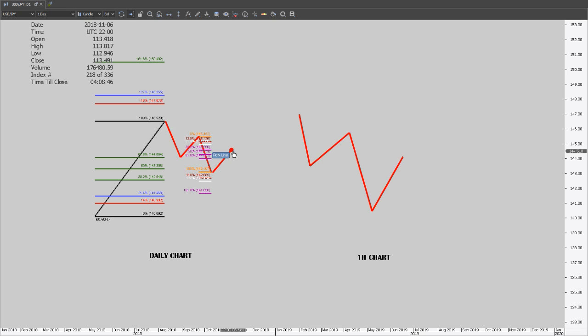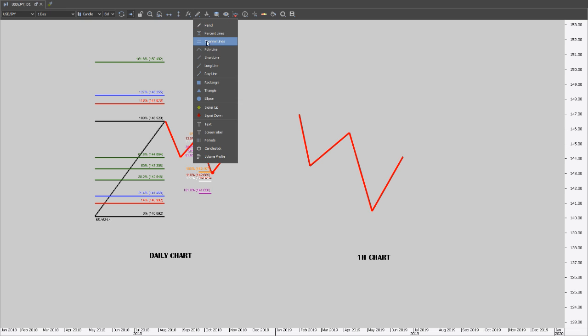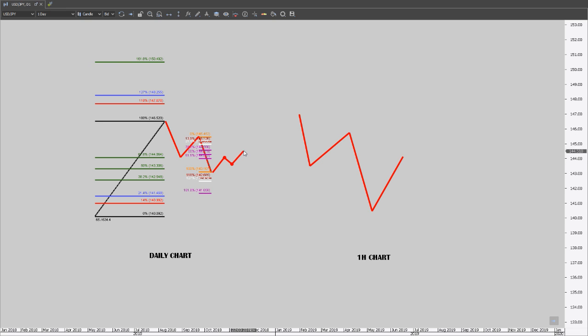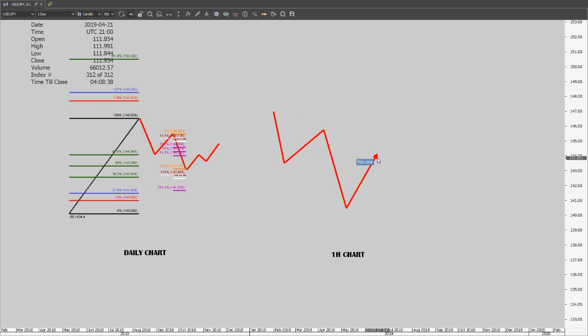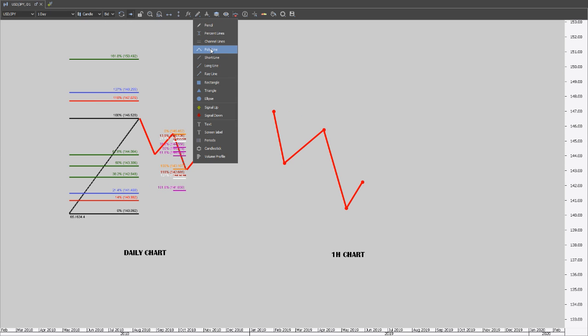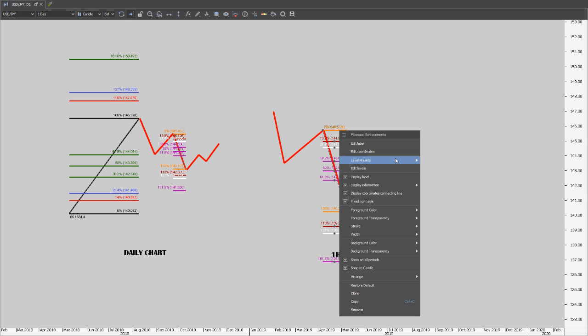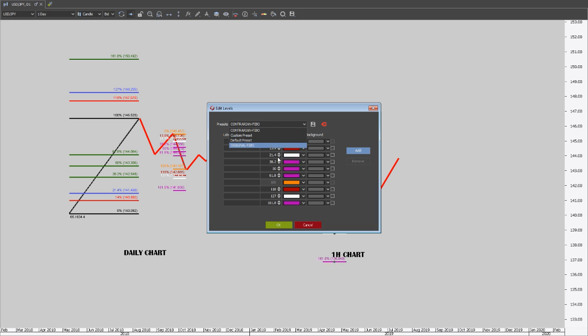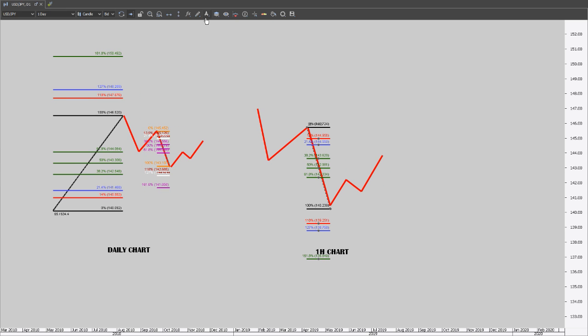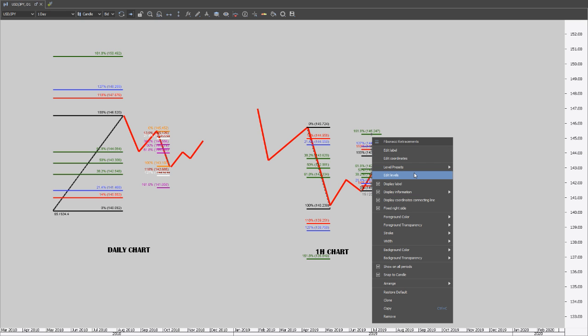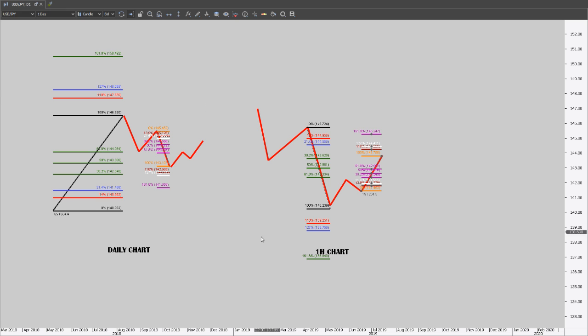Maybe a swing up, right? Higher high, higher low, and here again a swing up. Okay, there we go. So on the 1 hour chart, this is the original one, and we have the Fibonacci retracement. There you go, this is the contrarian Fibonacci. So edit levels, different, okay, there you go.